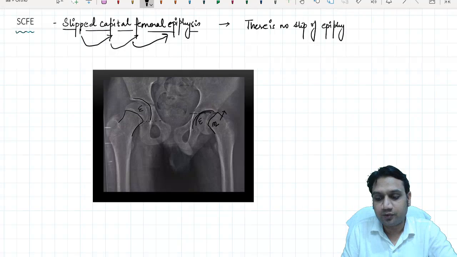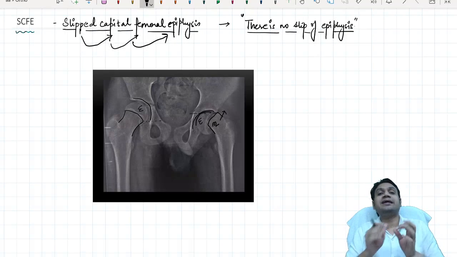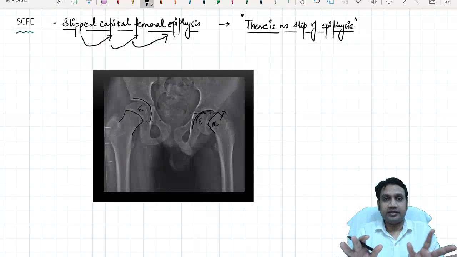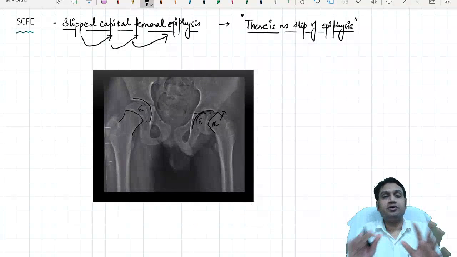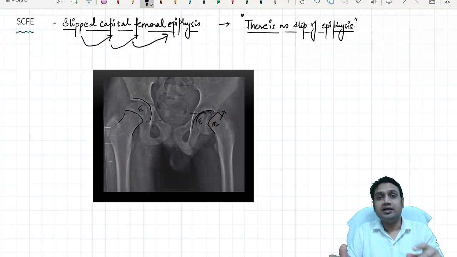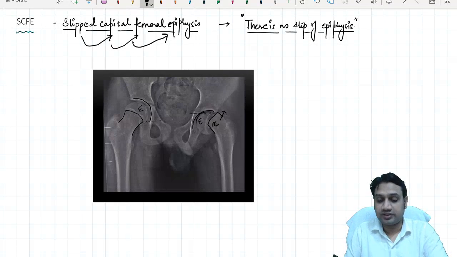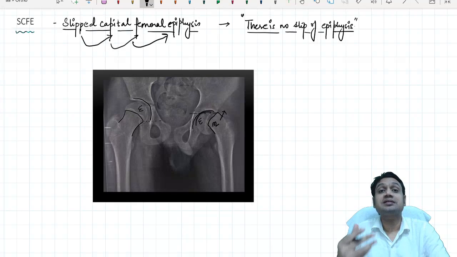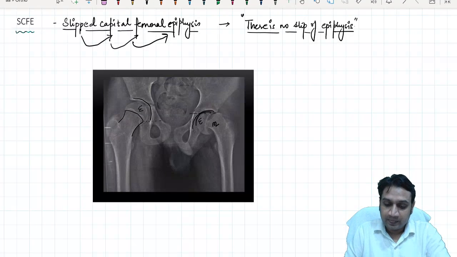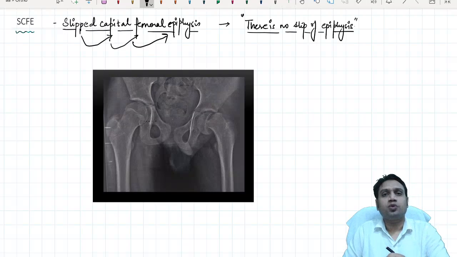Then what is happening, we'll get into details of that. So there is no slip of epiphysis, therefore this terminology SCFE is absolutely wrong. It is not correct. There is no slip of the capital femoral epiphysis. So this is a misnomer. It's a wrong term to say that the head is slipping, the epiphysis is slipping. Now why this happens and what is slipping, we'll look into that.